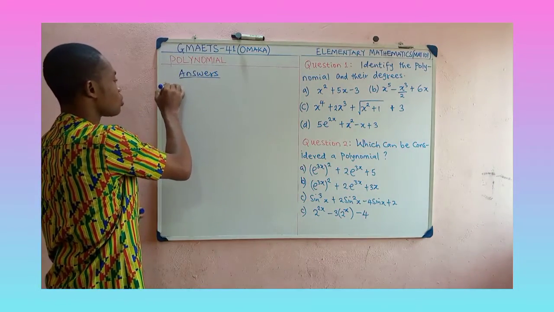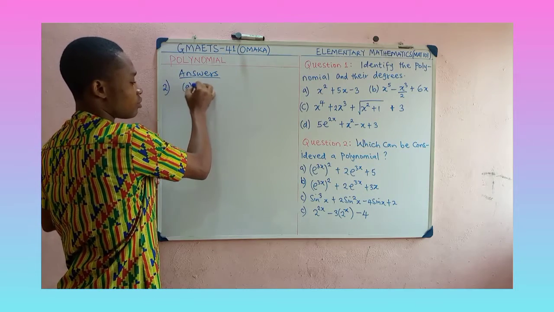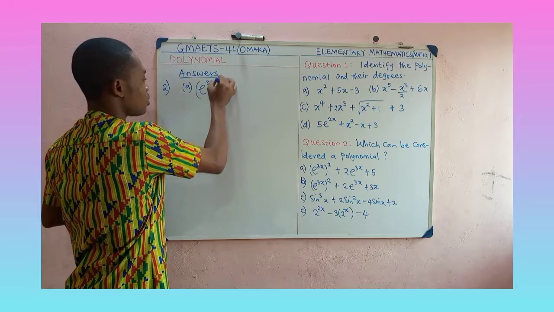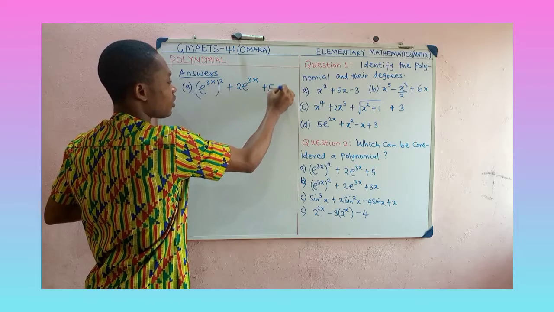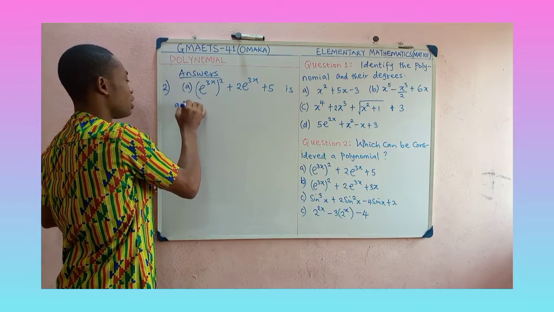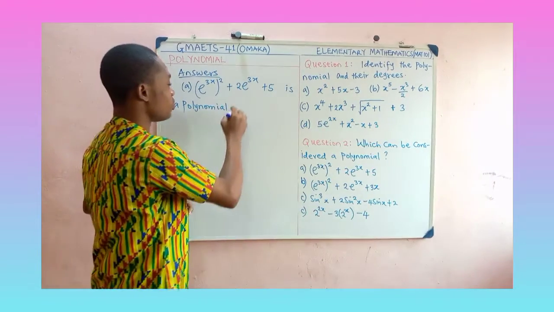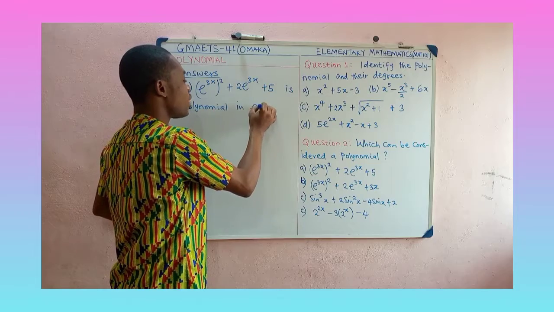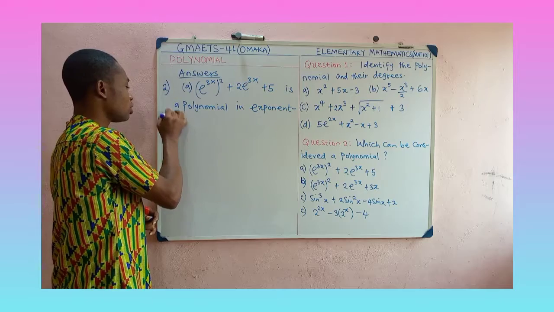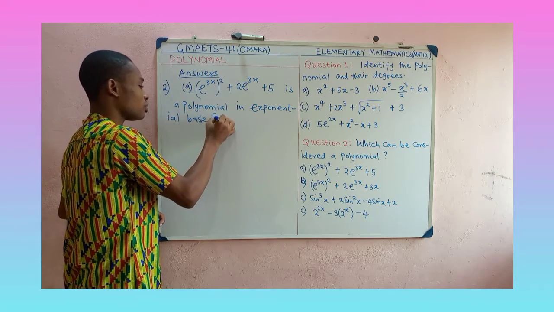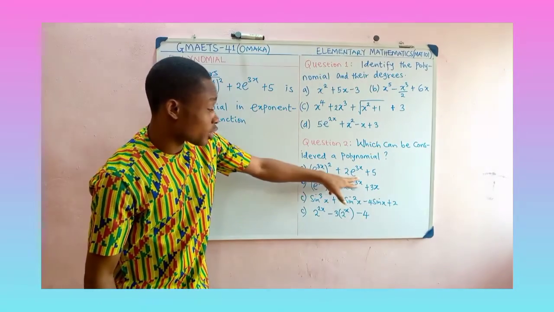So, question number 2. The first one, A, we have exponential 3x squared, then plus 2 exponential 3x plus 5, is a polynomial. Alright? Is a polynomial in exponential base function. Because the base here is exponential, all of them is exponential.